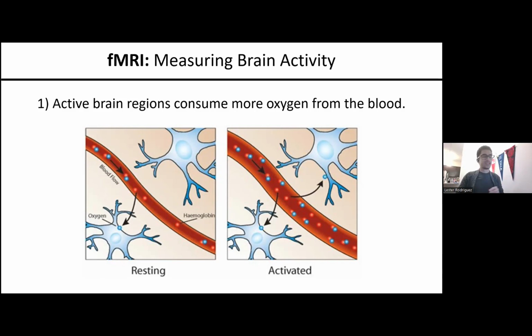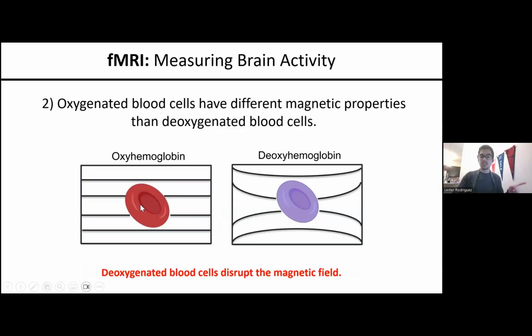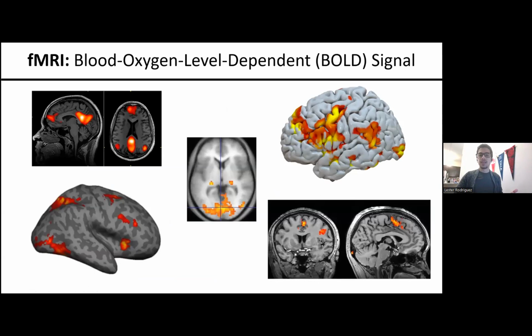The second piece is that blood cells that have oxygen versus blood cells that don't have oxygen have different magnetic properties. These lines here are the magnetic field lines. If you look at a blood cell that has oxygen, it doesn't mess with the magnetic field. It doesn't do anything to it. But if you have a blood cell that was just used and doesn't have oxygen, it messes with the magnetic field and distorts it. So it sort of bends the magnetic field around it. That means I can use a magnet to detect where in the brain I am seeing this distortion, where in the brain I have just used up oxygen, and now I can make these really cool pictures.